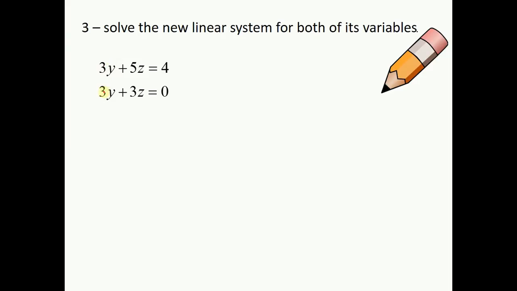But right now I can't cancel them because I need one of them to be a negative when I add, right? So let's multiply everything on the top equation by negative 1. I could do it to the bottom as well. I just like to do it to the top because then I can just rewrite the top equation on the bottom. There we go.